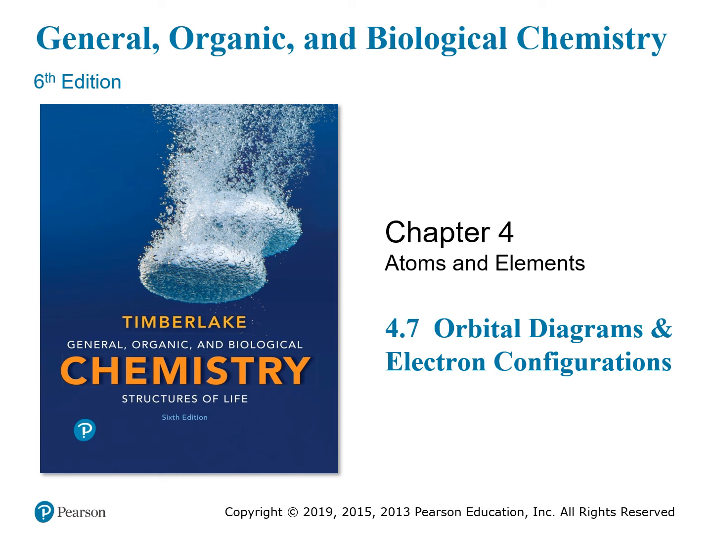This is chapter 4 of Atoms and Elements. Section 7 is orbital diagrams and electron configurations.